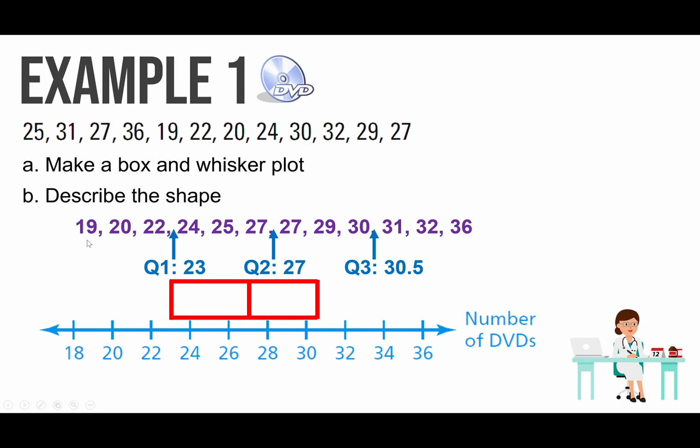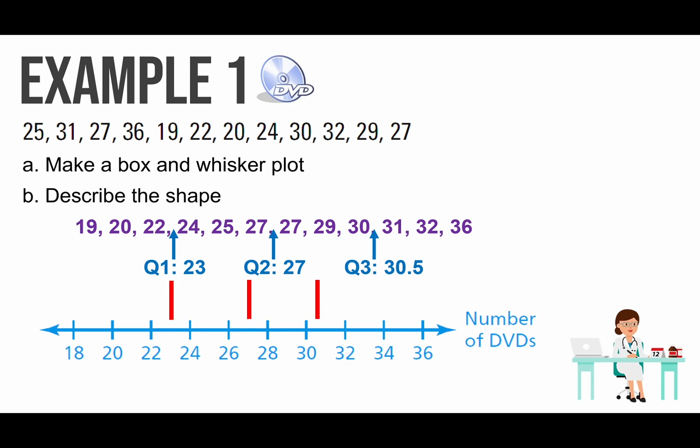The whiskers are going to be the lowest number. The lowest number right here is 19, so I'm going to put a little dot at 19. And then the other whisker is going to be at the very highest number, which is 36. Once you have the two dots there, draw a line. Hey, look, you're done. That's it.